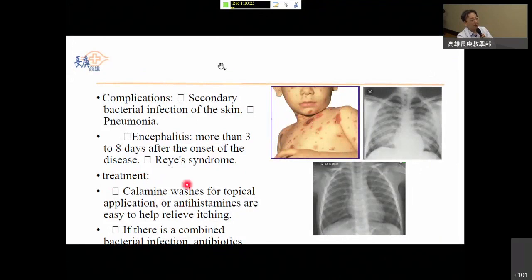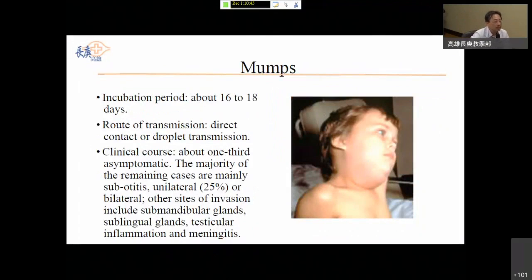Calamine lotion, okay? Calamine lotion tends to reduce the itchy sensation. And if it is combined with some bacterial infection, always keep in mind, when there is bacterial infection, we have to give antibiotics to control the bacterial infection.